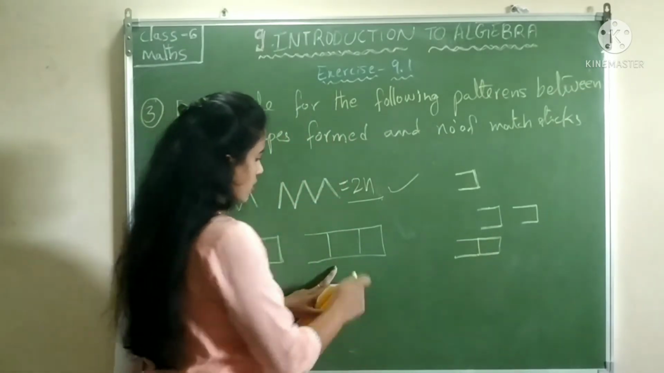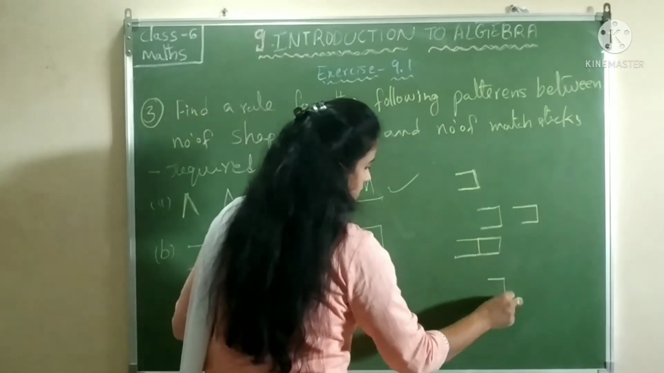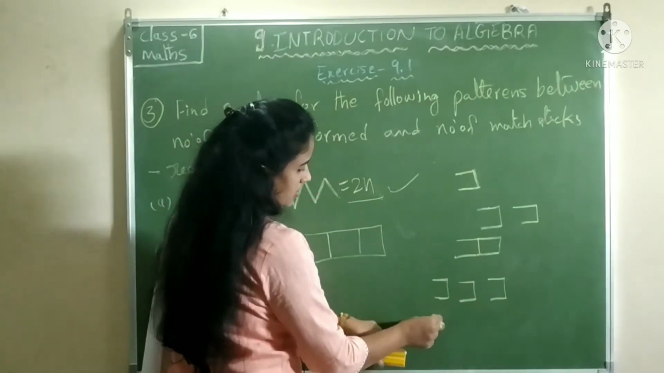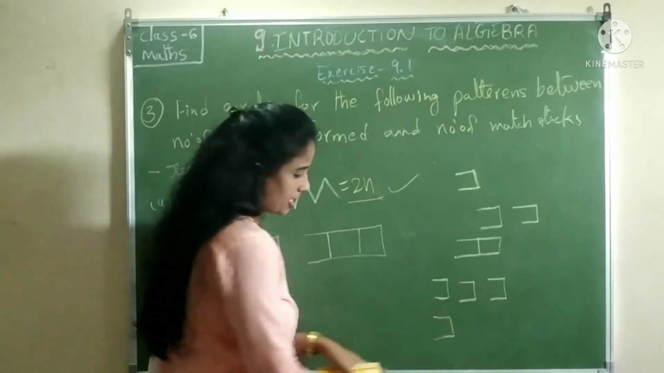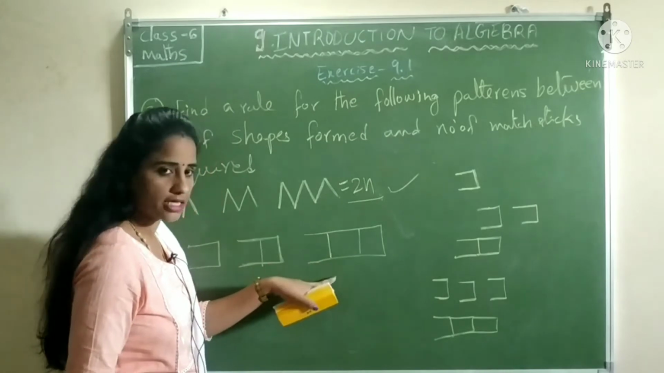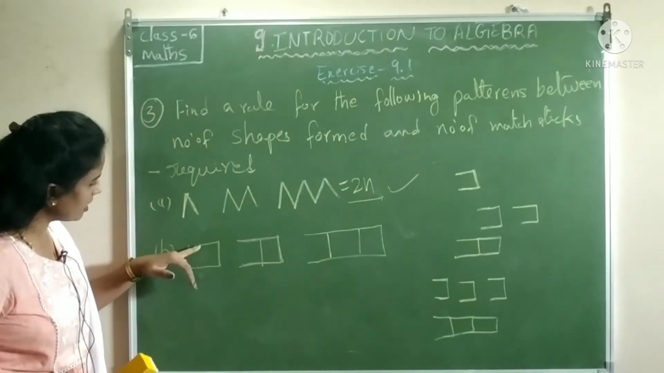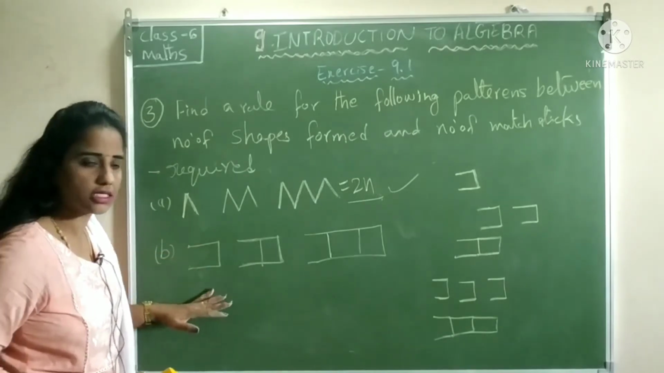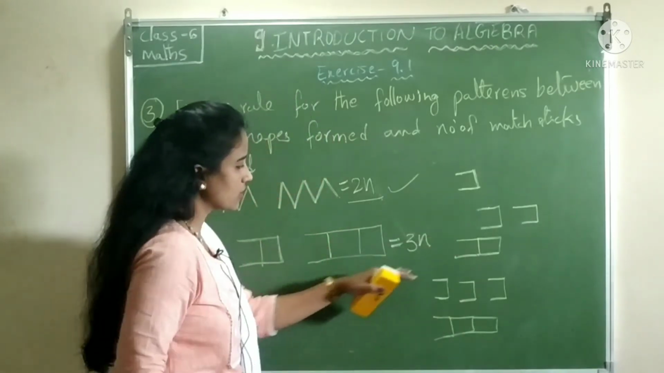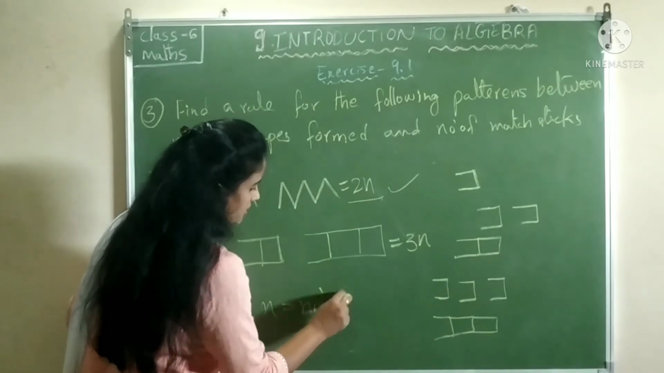And again the third one: these are 3 shapes, 1, 2, 3. If you add these 3 shapes, you will get this. So here our rule is 3n. How many matchsticks required here? 1, 2, 3. 3 matchsticks required. So our rule is 3n. Here n is equal to the number of shapes.